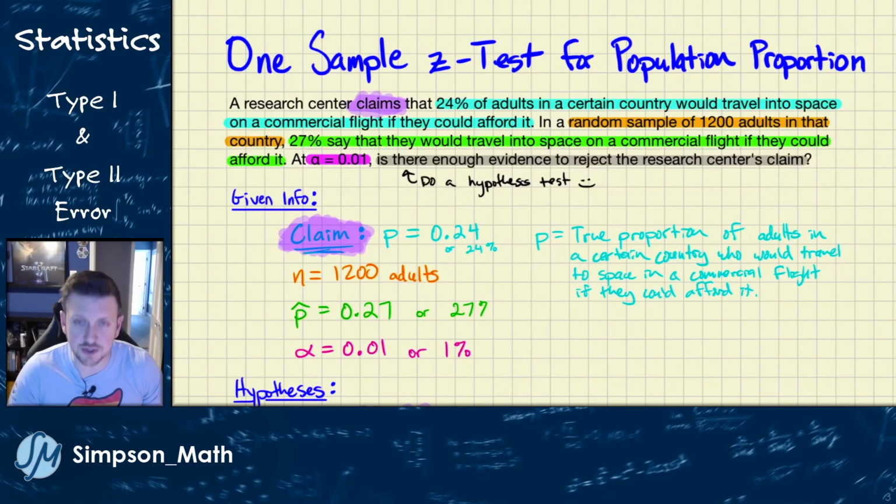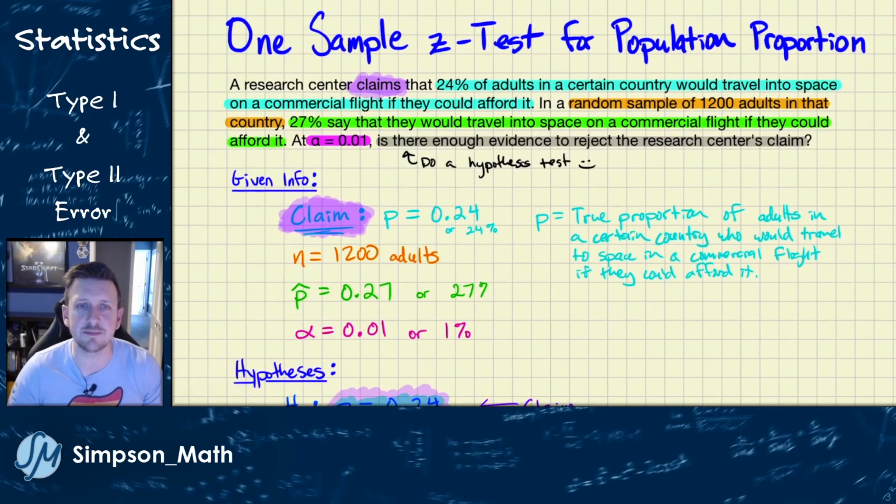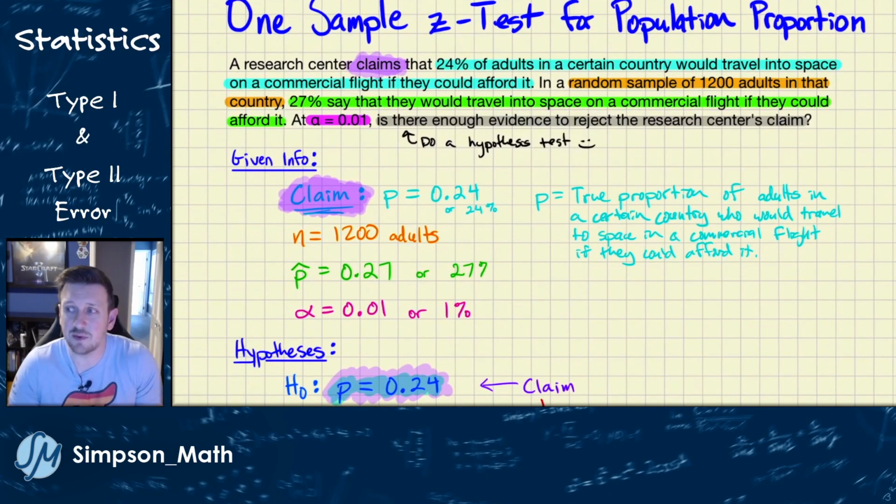What I like to do when I first see a problem like this is to process my given information just to see what I have to work with. For this type of question, especially in my online stats class, you're going to need to be aware of what the claim is, because that's a driving force as to how our hypotheses are going to be written. It kind of spoon feeds that to you: it claims that 24% of adults in a certain country would travel into space if they could afford it. So that is our claim.